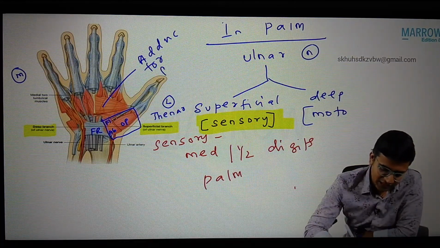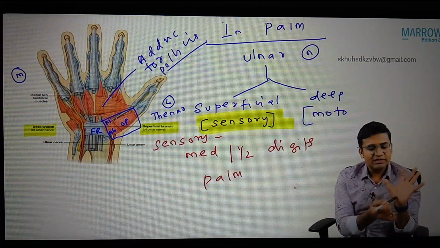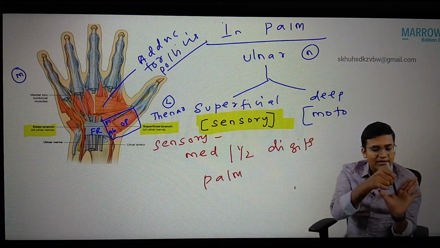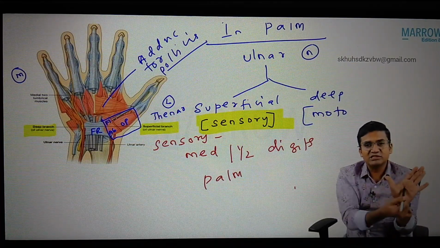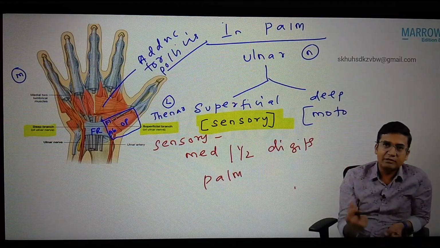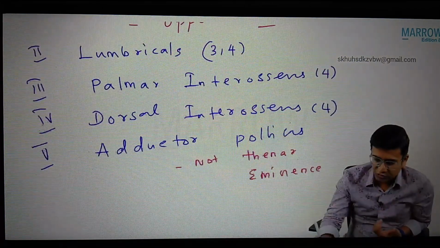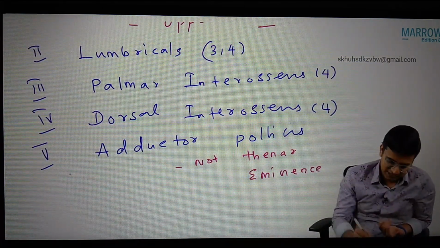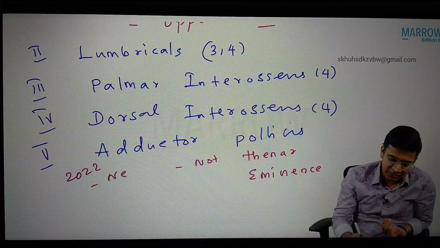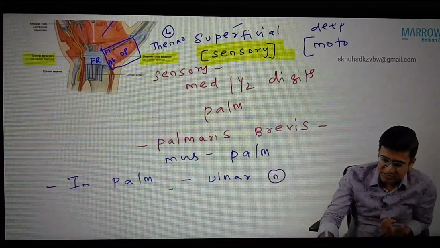Adductor pollicis is not a thenar eminence muscle. Thenar eminence is here only. Adductor pollicis muscle is present here, so it is not contributing to the thenar eminence. Adductor pollicis is supplied by the deep branch of ulnar nerve. In the recent 2022 NEET exam, we got a question about the nerve supply of adductor pollicis muscle.